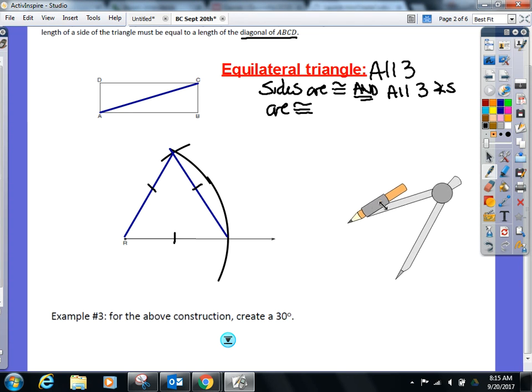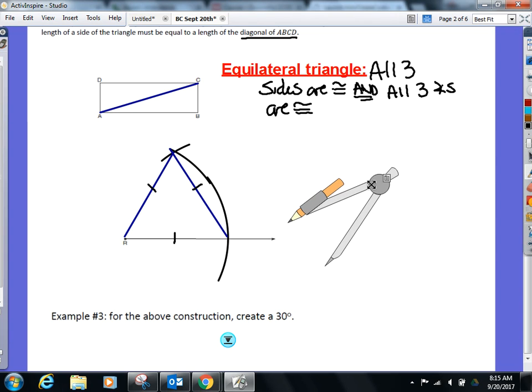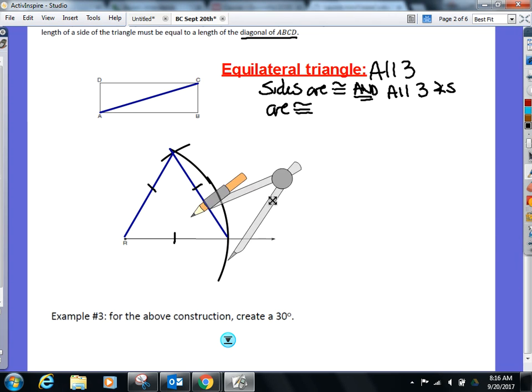This is all review. Pick an angle you're going to bisect. I'm going to do angle R, but you can do whatever angle you want. Put your compass point on the vertex of the angle you are about to bisect. Make an arc through that angle that intersects twice.